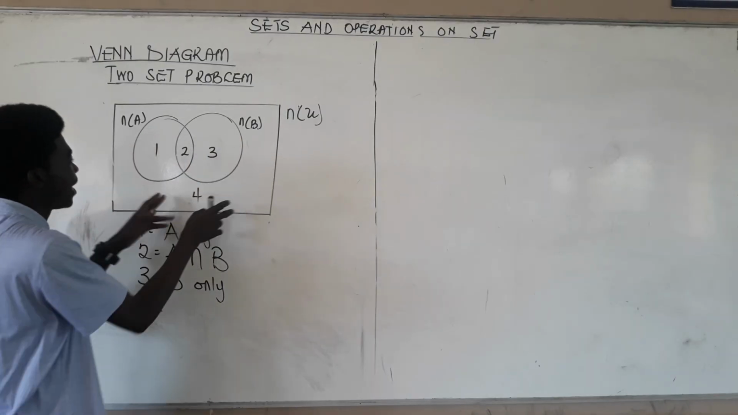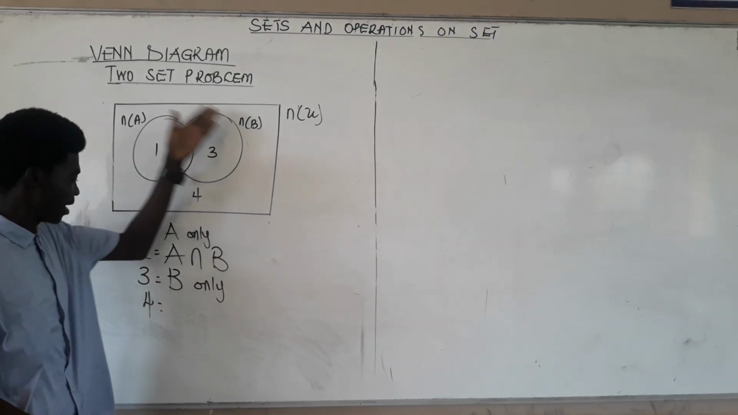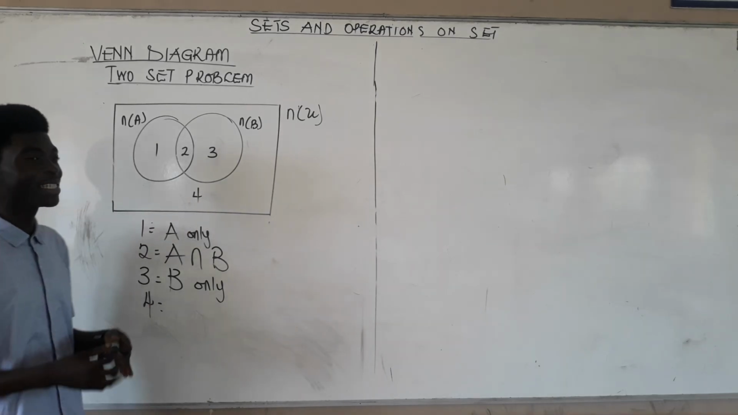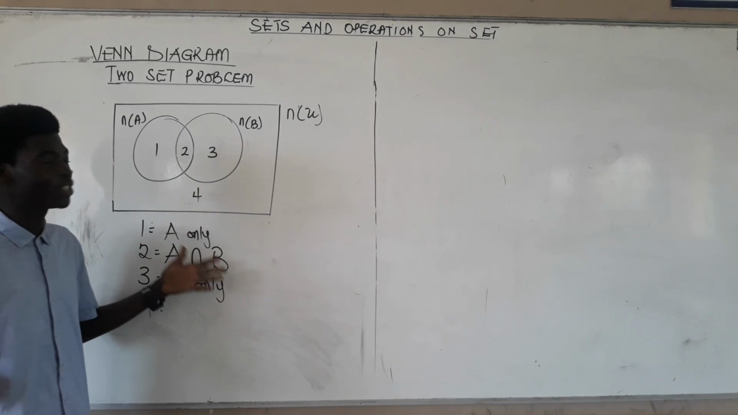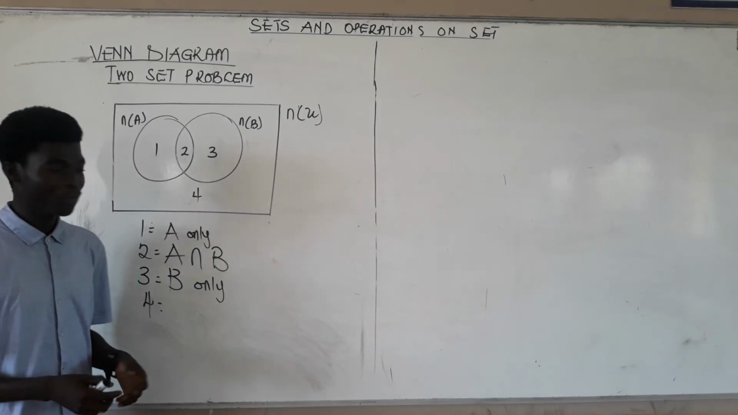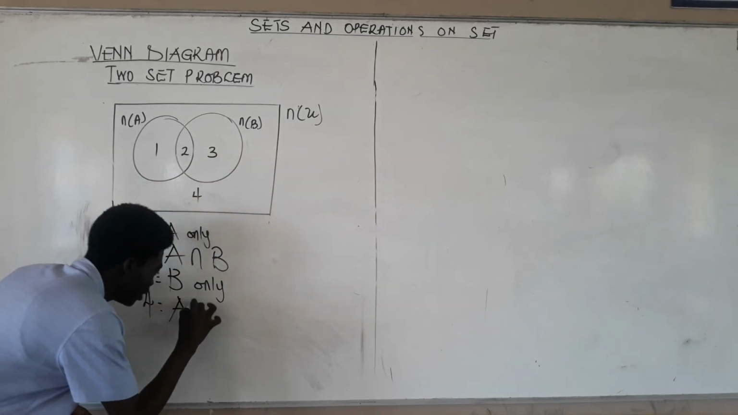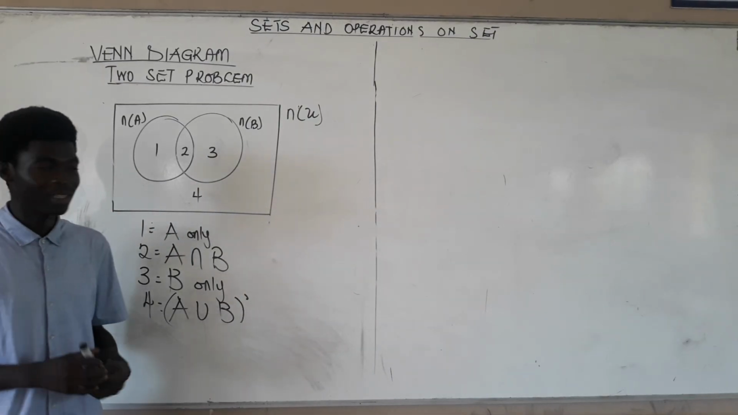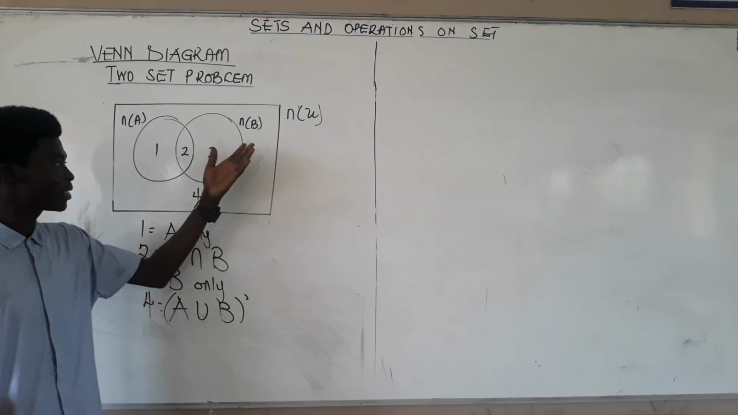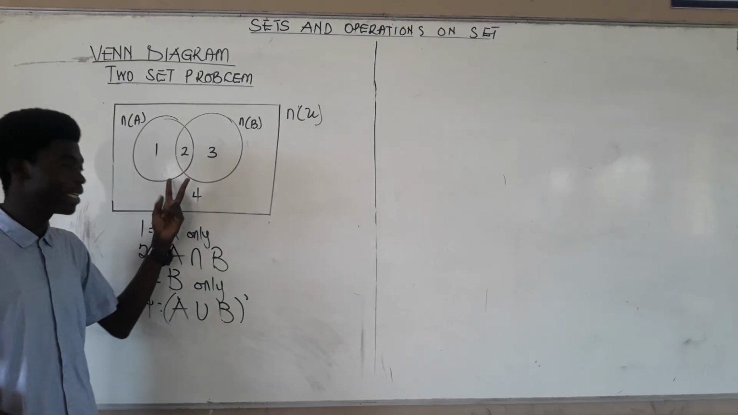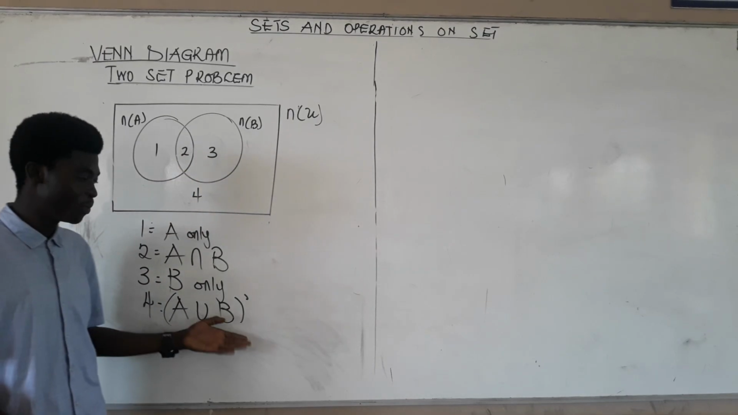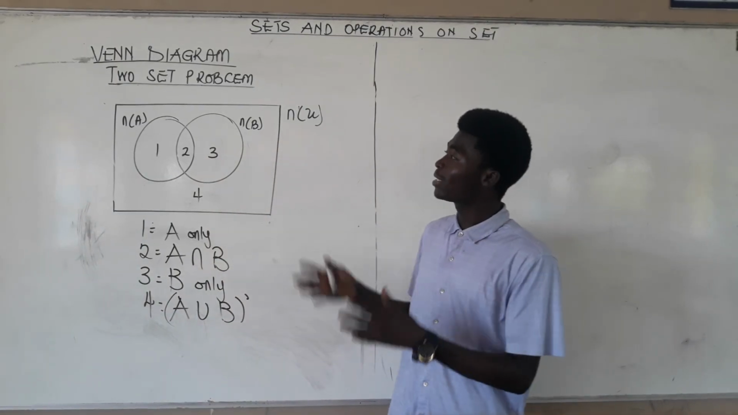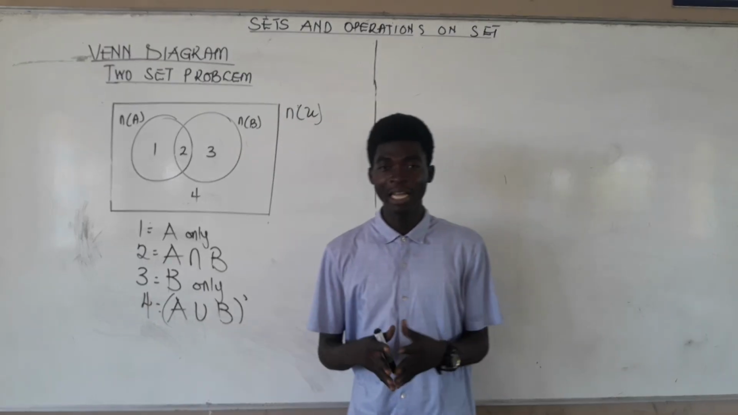And the last one, which is 4, is the area outside the circles. The area outside the circles, labeled 4, represents the elements that are in the universal set but not in these two sets. And that is going to be A union B complement. So the elements that are in the universal set but not in the two sets given here, and that is A union B complement. Now, this is how to represent the two-set problem in a Venn diagram.